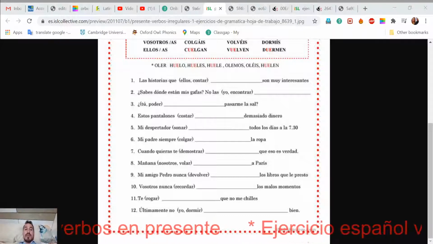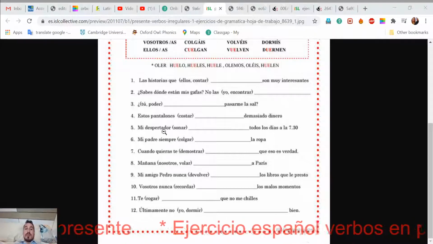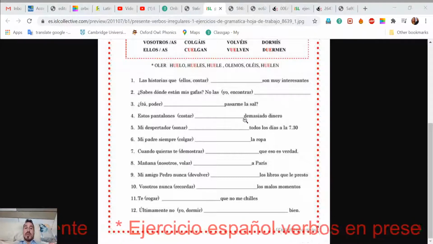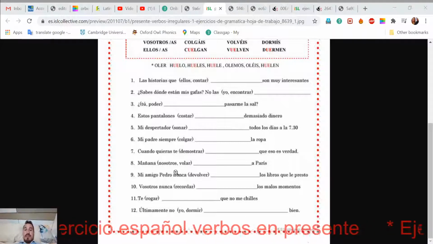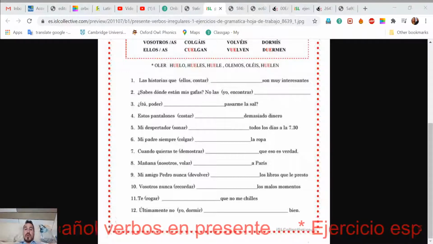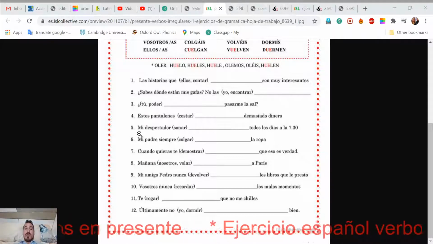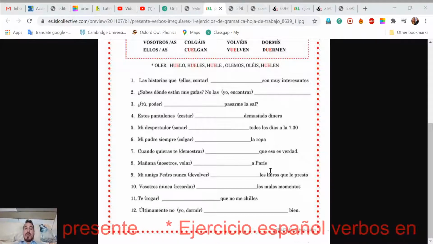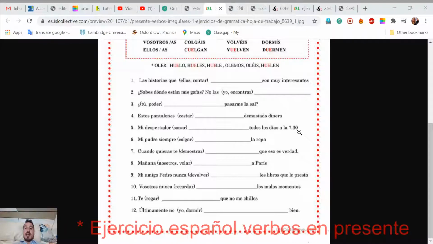Number 4. Estos pantalones cuestan demasiado dinero. So these trousers cost too much money. 5. So mi despertador suena todos los días a las 7:30. So my alarm clock goes off every day at 7:30.